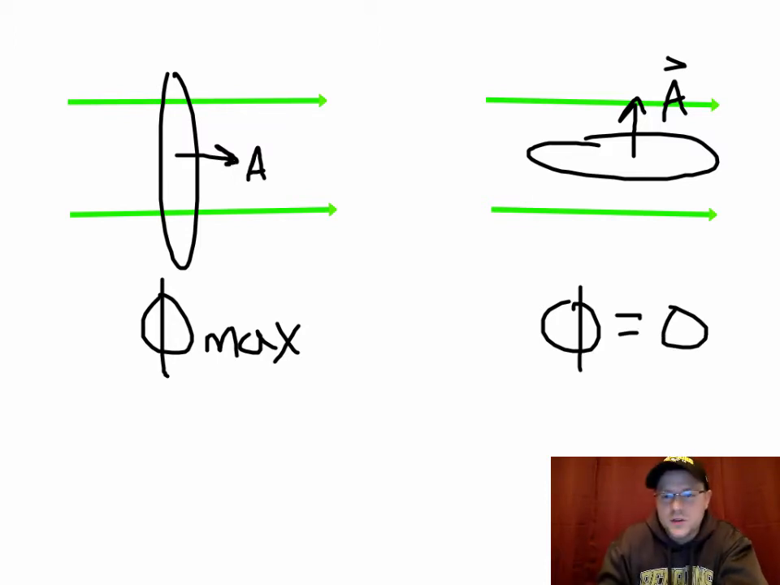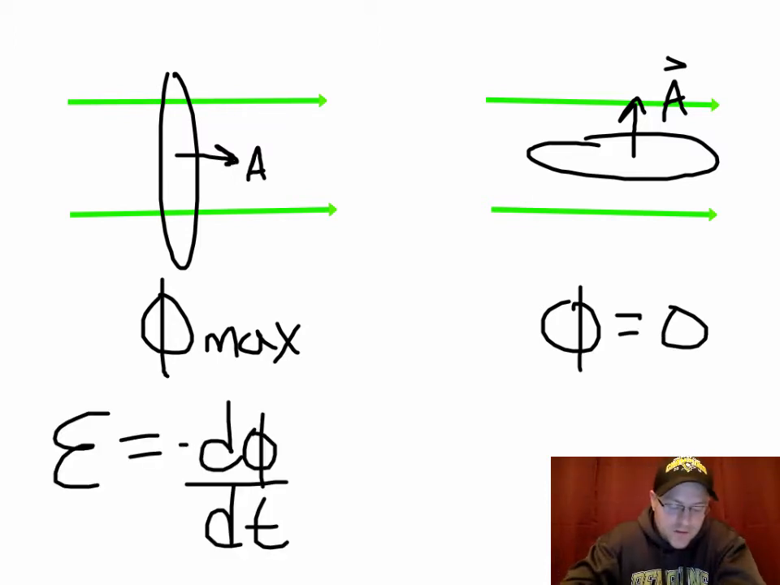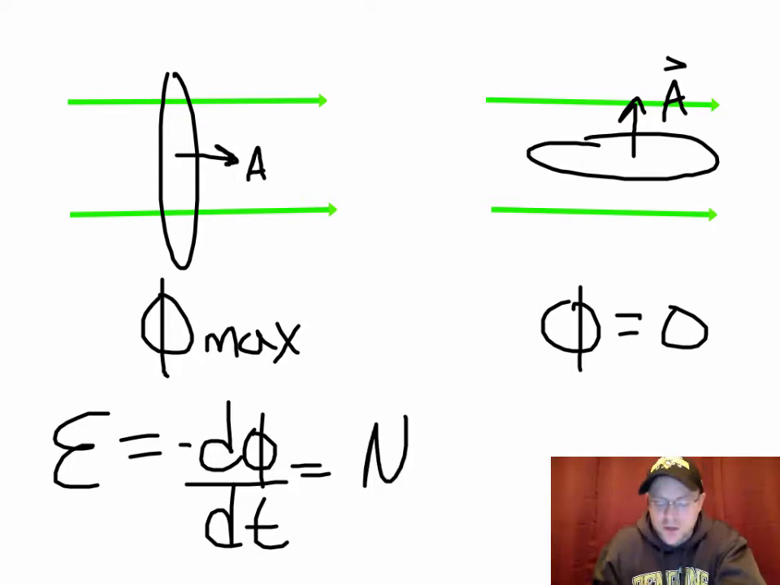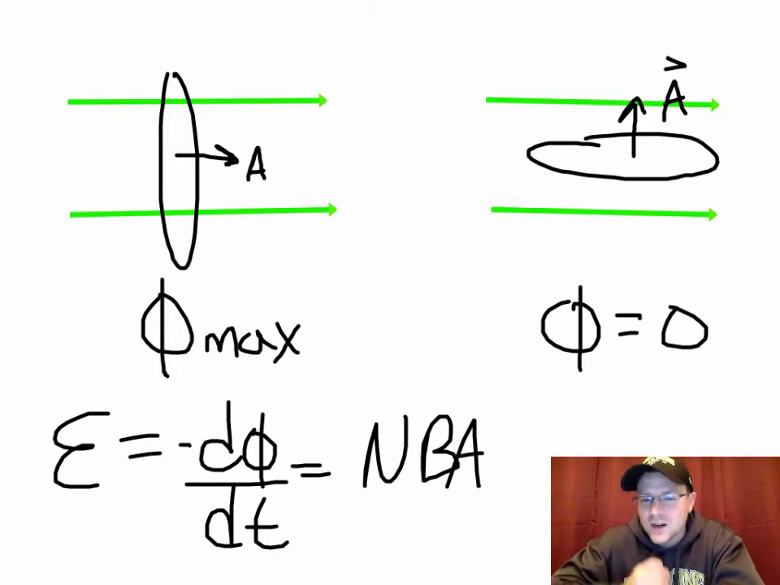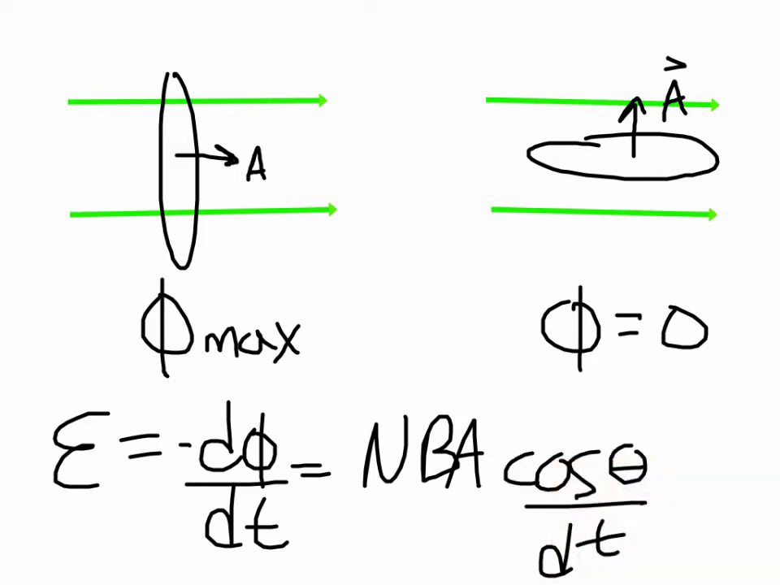So if we're going to find the induced EMF, that's just the derivative, dΦ/dt. Now remember that flux is the number of turns, the magnetic field strength, the area. So far all three of these things are staying constant, but since it's a dot product, remember it's times cosine theta, dt. Angle is changing as that wheel spins through there.